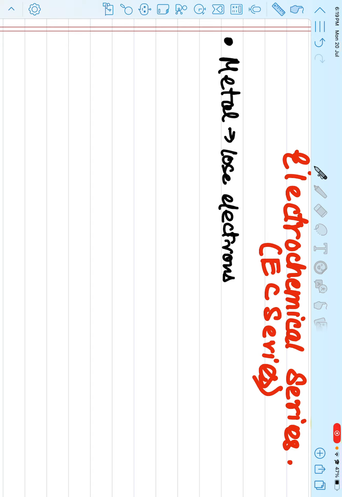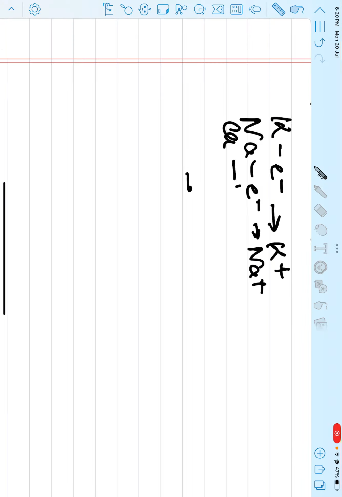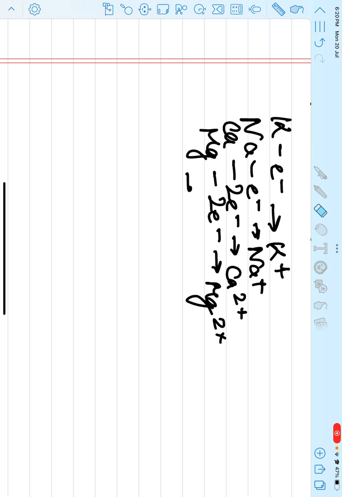They are always very eager to lose electrons from the outermost shell and form positive metallic ions, cations. For example, K has one electron in its outermost shell and always wants to lose it and become K plus. Na also wants to lose that one electron and become Na plus. Ca wants to lose two electrons to become Ca2 plus. Mg also wants to lose two electrons, becoming Mg2 plus. And they all want to become cations.